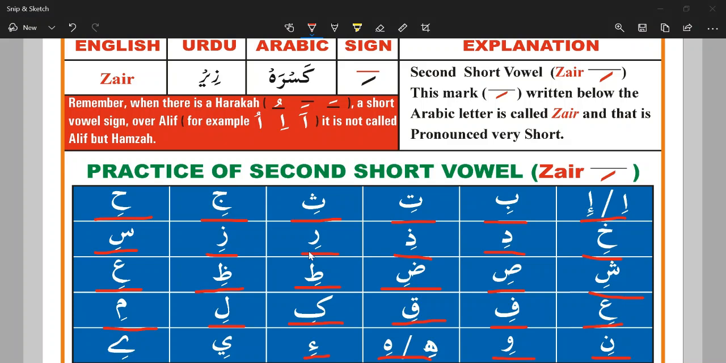So this is a practice of these Zair signs. Now I think you did very well as well.